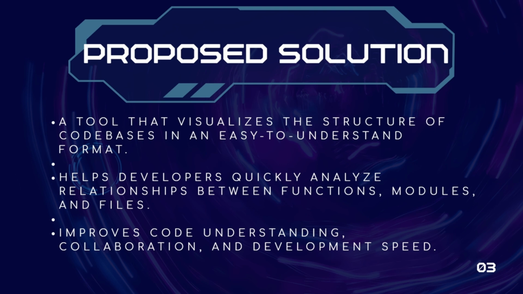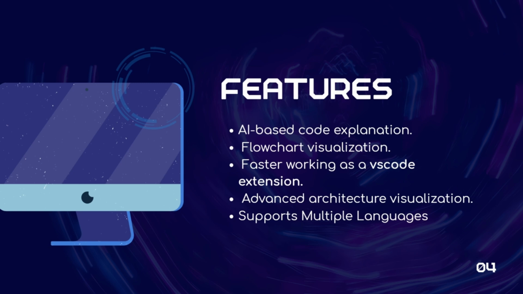Instead of manually reading large code files, developers can quickly understand how different components interact through visual representations. Code2Flow AI also provides AI-based explanation, dependency analysis, and time complexity. So some of the features present in Code2Flow AI are AI-based code explanations, time complexity analysis, and our tool also supports multiple languages ranging from legacy languages such as COBOL and assembly to modern languages like Rust and Go.